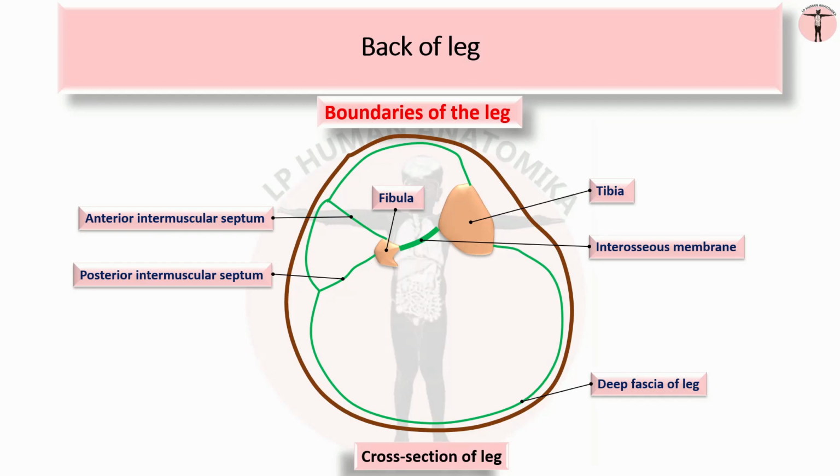These three septa divide the leg into three compartments. Anterior compartment is present between the lateral surface of tibia and anterior intermuscular septum. The lateral compartment is present between the anterior and posterior intermuscular septa. The posterior compartment is present behind posterior intermuscular septum, fibula, tibia and the interosseous membrane.